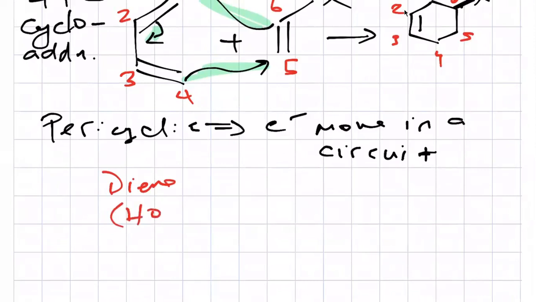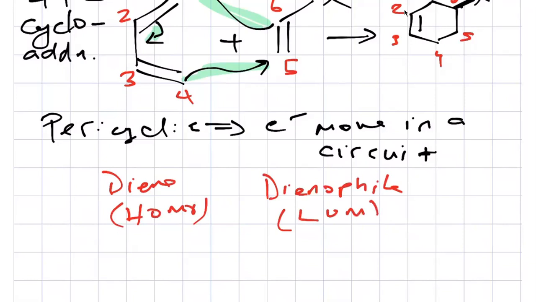All right. So when this reaction occurs, the diene, which is on the left side, reacts through its HOMO. And then the dienophile, which is on the other side, reacts through its LUMO. So it's the HOMO of the diene and the LUMO of the dienophile. What does that mean in terms of the molecular orbital considerations?